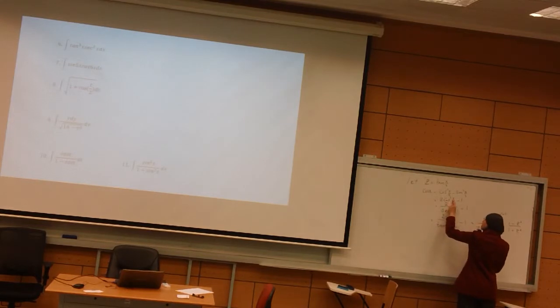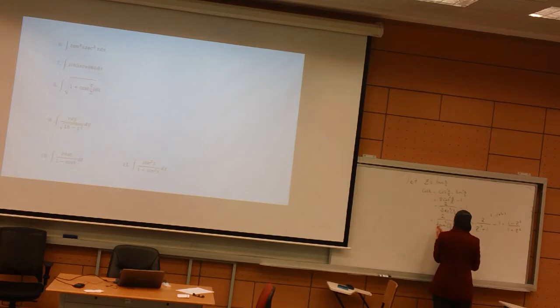So cosine squared will be expressed in terms of secant squared, because it is related to tan squared. I'm trying to get close to the assumption. So this will be reduced to 2 over secant squared of x over 2 minus 1. Secant squared is simply tan squared plus 1. So this will make us able to find cosine x in terms of z, and cosine x will be reduced to 1 minus z squared over 1 plus z squared.